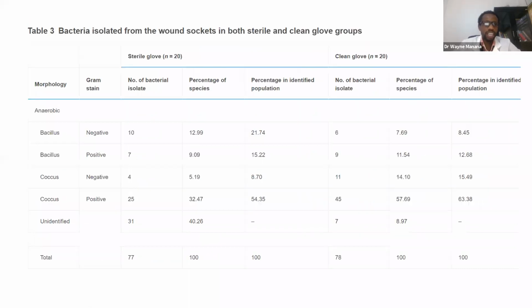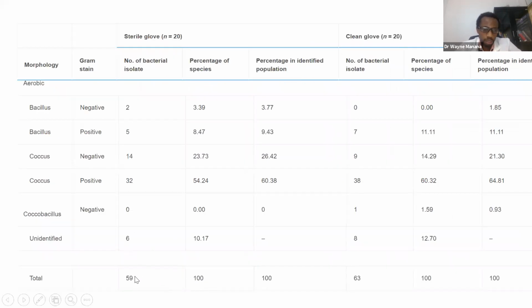So this is before the procedure, and they were even thorough to go as far as they looked at the dental sockets for the two categories. And they took some swabs for the sterile category, anaerobics. What is interesting is that there was not much of a difference in the bacterial count between the sterile glove category of 20 patients versus the clean gloves. It was 78 versus 77 for the anaerobes. And for the aerobic, they grew 59 for sterile and 63.